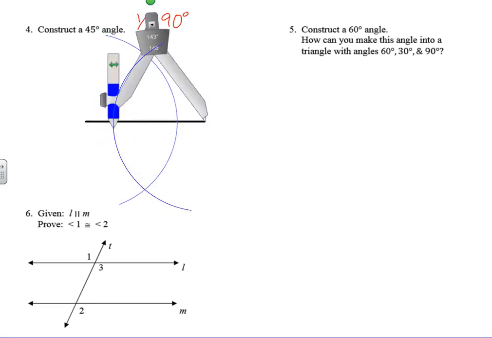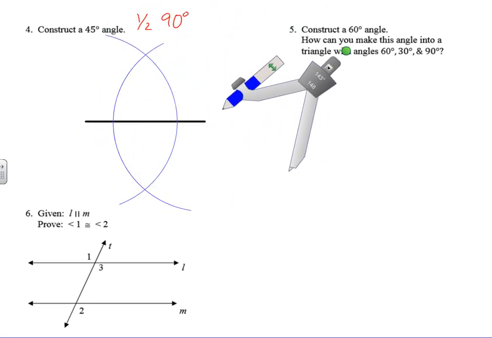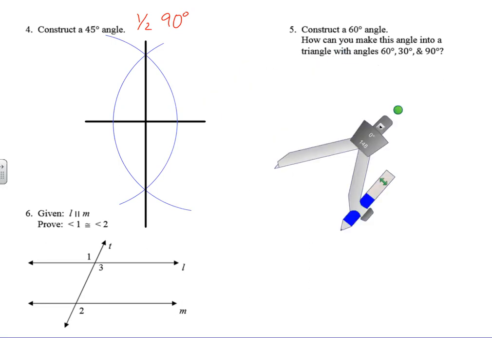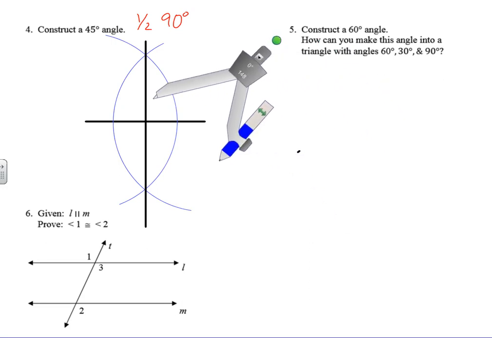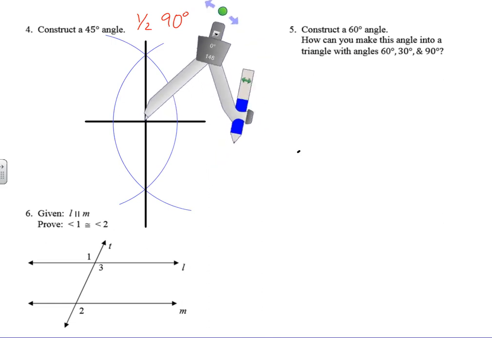Above and below. You don't need the full surfboard. You can just do the intersections at the top and the bottom. So what did we do? We created a 90-degree angle. Now what I'm going to do is take one of those 90-degree angles, it doesn't really matter which one, and construct an angle bisector.